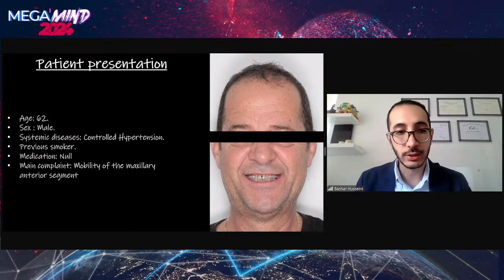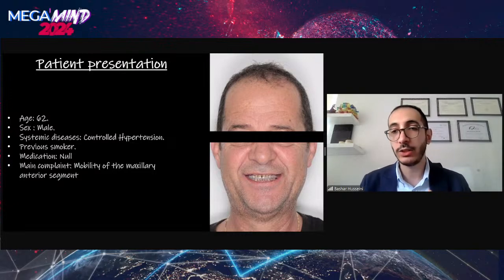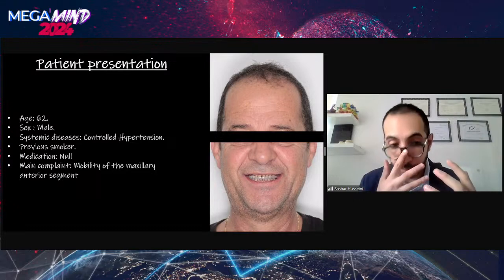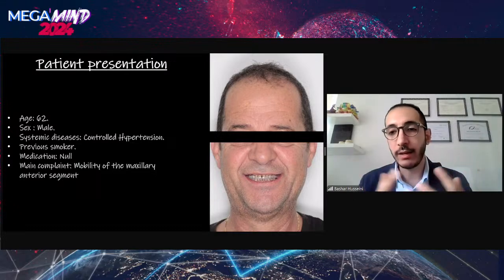He's a 62 years old male with controlled hypertension, previous smoker. He came to my clinic saying, "Doctor, I cannot eat normally. My front upper teeth are mobile, and I lost like 5 kilograms."